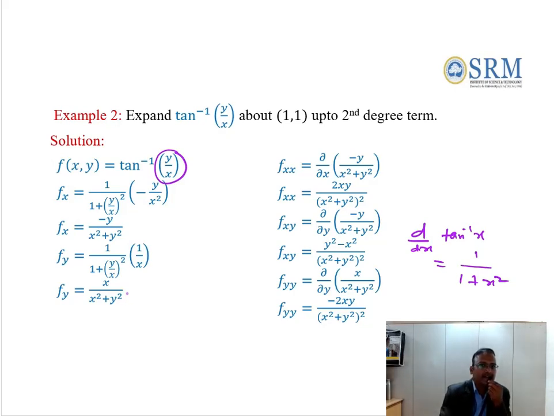Then the second derivatives, that is fxx, which is equal to dou by dou x of fx. But fx is what? Fx is minus y divided by x square plus y square. Therefore, we are plugging this expression here, and then after differentiation, we are getting 2xy divided by x square plus y square whole square. Similarly, your fxy is equal to y square minus x square divided by x square plus y square whole square, and fyy is minus 2xy divided by x square plus y square whole square.